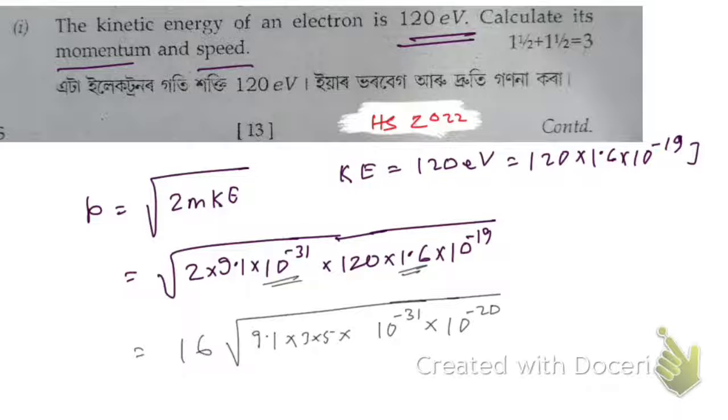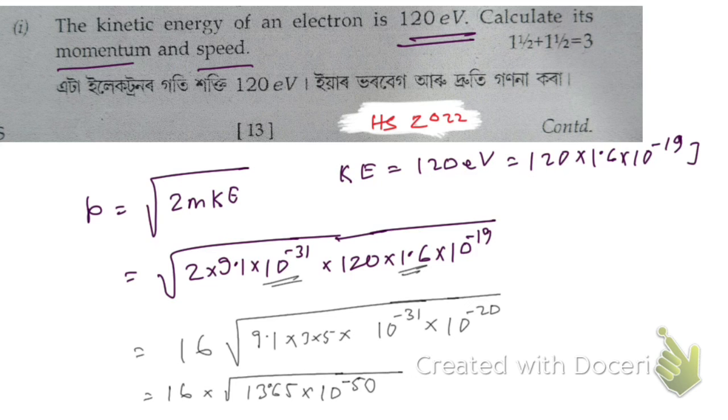I don't want to waste time. So here 16 into root over 136.5 into 10 to the power minus 51, and square root of this, let me make it even. So in order to do that, let me bring the decimal here so that it becomes 10 to the power minus 50, right? Hope you have understood this, right?